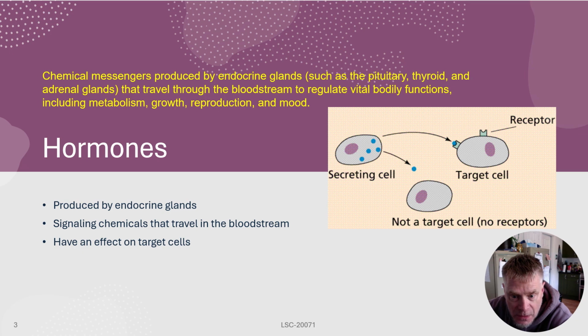So you have a secreting cell which produces this chemical, and it goes within the body, and in order to be affected by the hormone, the target cell needs to have a receptor for it, in order to be able to detect that the hormone is there. If there's a cell without any receptors, then it won't be targeted by that hormone. So key points to note: they're produced by endocrine glands. They're signaling chemicals that travel in the bloodstream, and they have effects on target cells.